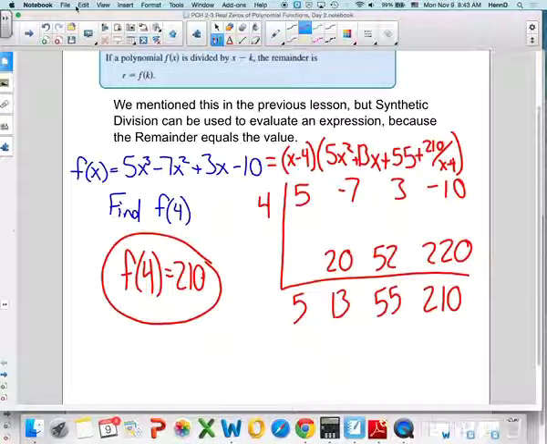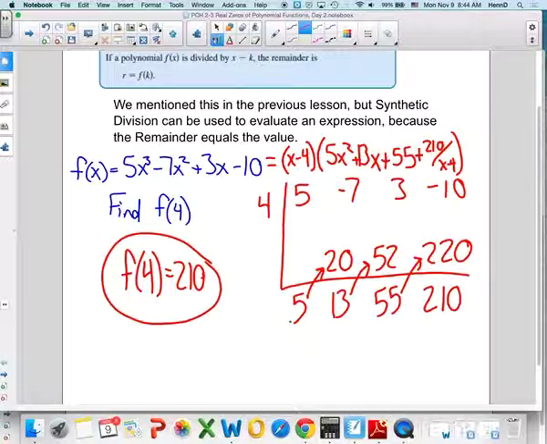You add straight down. 5 plus 0 is 5. Notice each of these we're adding straight down. But to get this number, we multiply 5 times 4. Then we add down to get 13, multiply by 4. And the same thing, add down, multiply by 4, and add down. Okay?